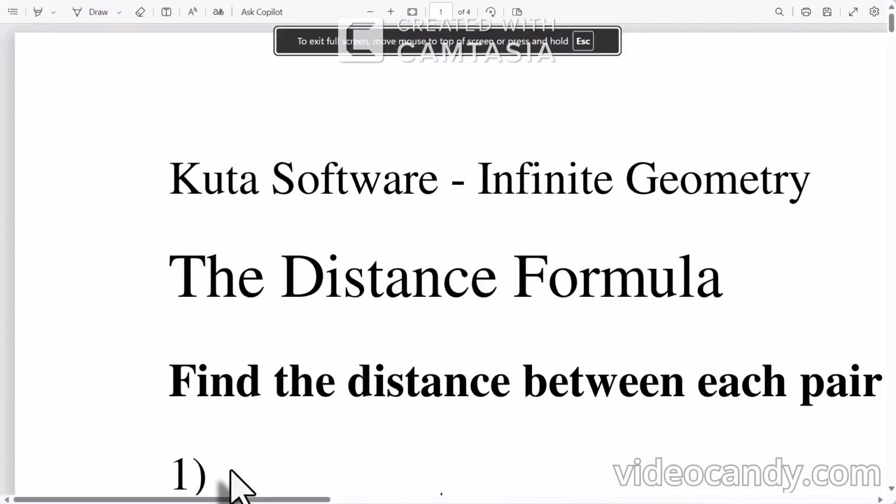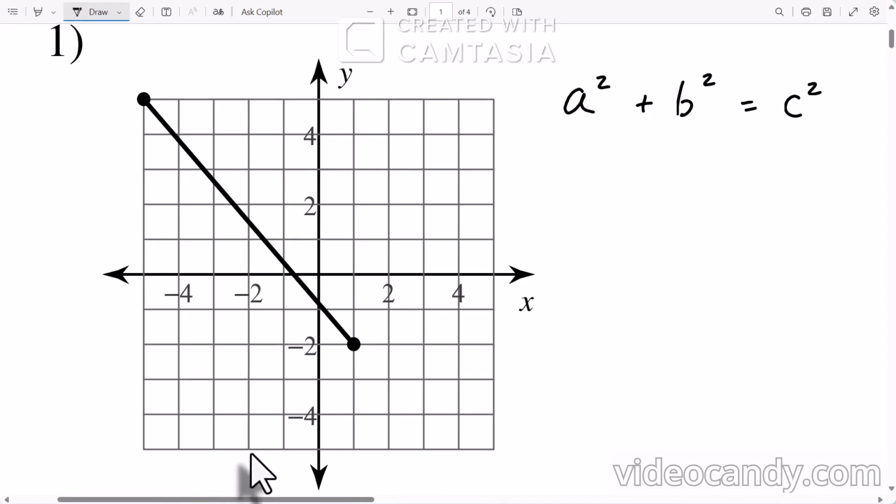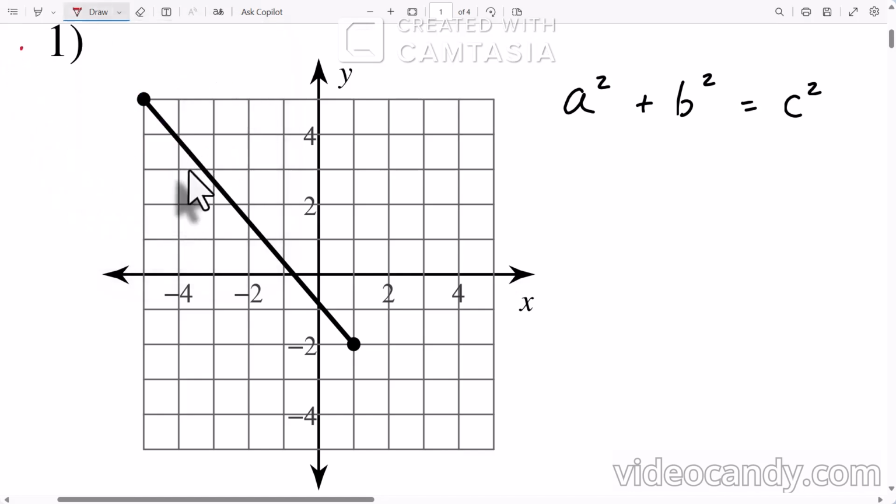All right, so I'm using the distance formula Kuta Software worksheet for my examples. They want us to find the distance. So let's find the distance of this line segment here. Like I said, we're going to be using a squared plus b squared equals c squared. Now, you can certainly obtain the coordinates of this point and use the distance formula, but that's not the idea behind this exercise. We want to do it with the Pythagorean theorem.